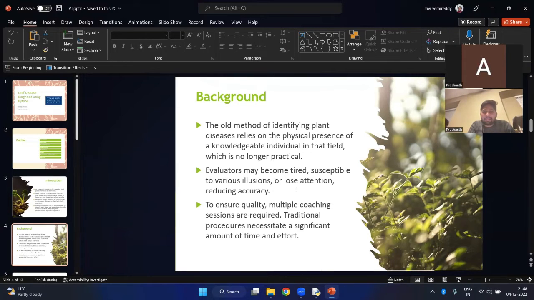Once the disease is caused to the plants, detecting it in early stages will help the farmers to get high productivity and also to ensure the quality. Multiple coaching sessions are required and traditional processes need a significant amount of time and effort. By this program, it will be helpful to easily detect the disease and the health status of the plant. So everyone can easily identify the disease and take the necessary steps to prevent it. So I'm going to the next slide.